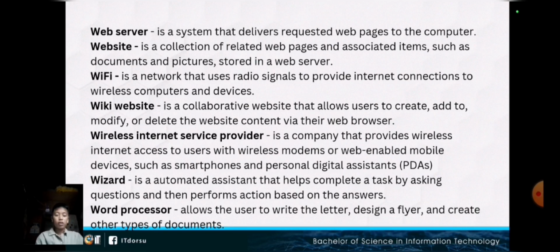Next is the word processor. Allows the user to write a letter, design a flyer, and create other types of documents. So, word processor, ito yung parang typing machine na ginagamit ng mga tao noong unang panahon nung wala pang laptop. So, ang ginagamit nila is yung word processor. Yung may bond paper na nakaipit, tapos yun, nagtatype na sila, tapos iusog yung bond paper, tapos magtatype ulit. Yun yung tinatawag na word processor.